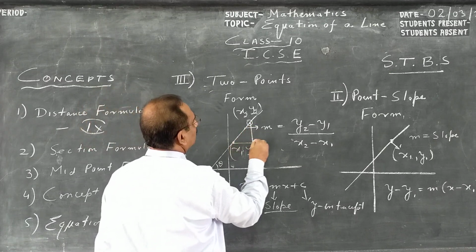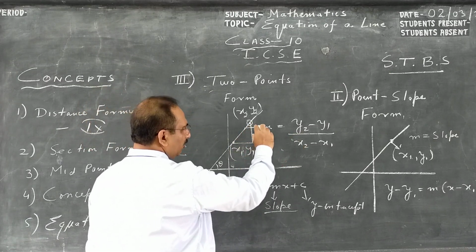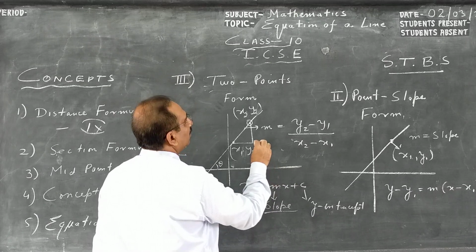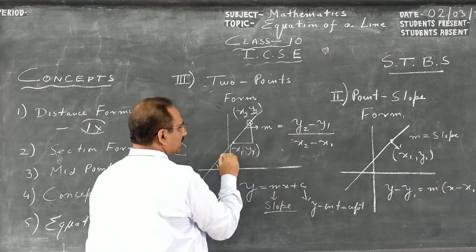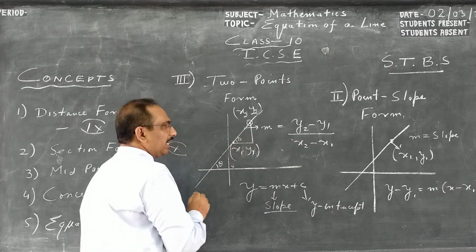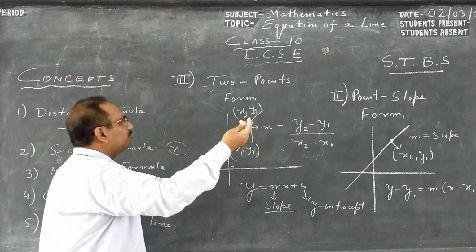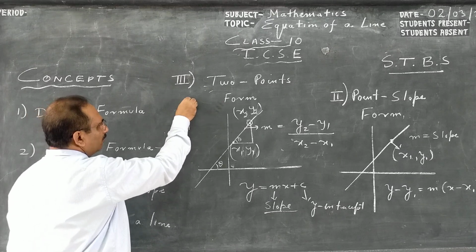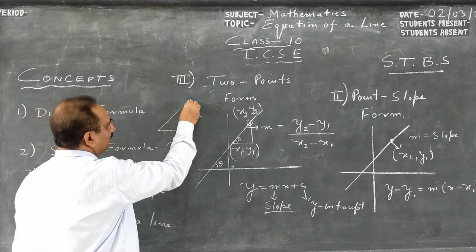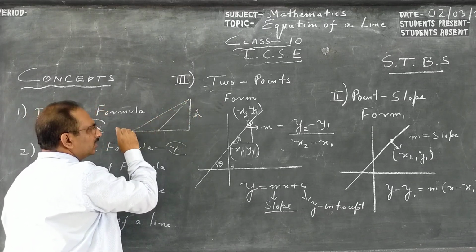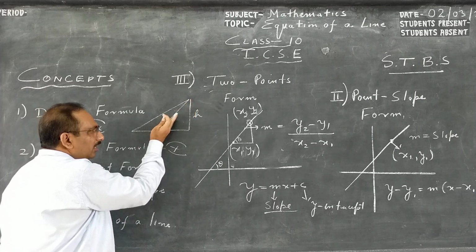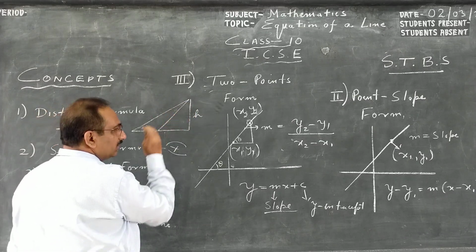If you see why this slope is coming, I'll tell you. As I told you, slope is tan theta, and this will be the corresponding angle. So slope is perpendicular by base. When you are climbing up anything, suppose you have to climb this height, there are two ways. Here it is a more gentle slope. Here it is more vertical, a steeper slope.